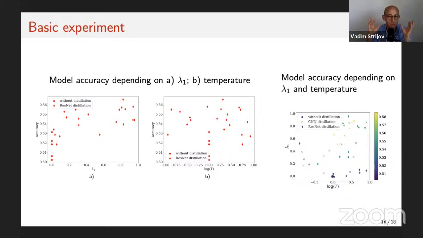So what shall we conclude from these three plots? We must trust the teacher more and gain more information from the teacher than from data. I think the temperature is not for trusting the teacher. It's something else. No, it's not trusting, it's lambda.